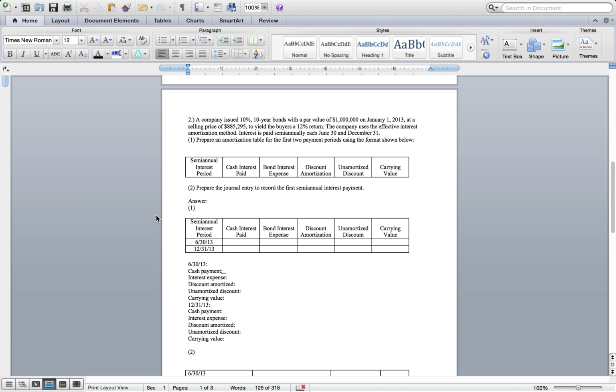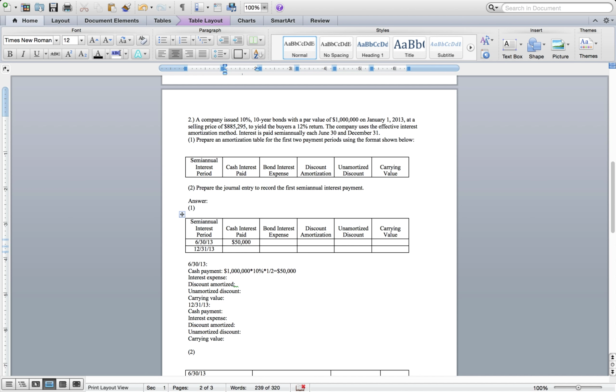The first part is how much our cash payment is going to be, which will be our interest. So we know the bond is worth $1 million. So take the $1 million and multiply it by the 10%. And again here, as we did in the previous one, it's semi-annually, so you've got to multiply again by 1 divided by 2. So the interest here will be $50,000. Okay, so to fill this little chart, put here $50,000.